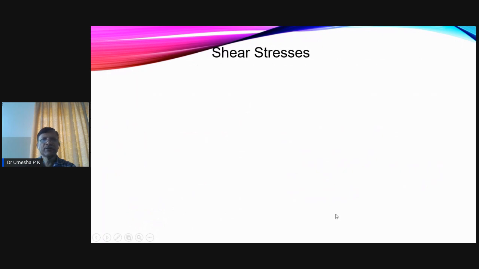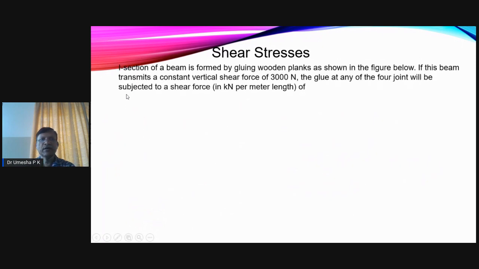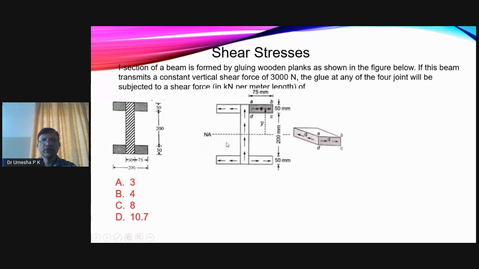So we'll go to the next one. Shear stress. An I section of a beam is formed by gluing wood planks as shown in the figure below. If this beam transmits a constant vertical shear force of 3000 Newton, the glue at any of the four joints will be subjected to a shear force of. So this is the figure they have given. This is the one here, and another plank will be glued at these 4 points. So this is 50 by 200, this is 50, this is 200, 50, this is 75, this is 50, this is 200.